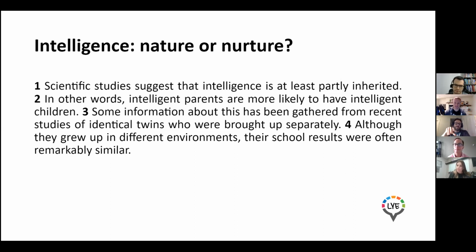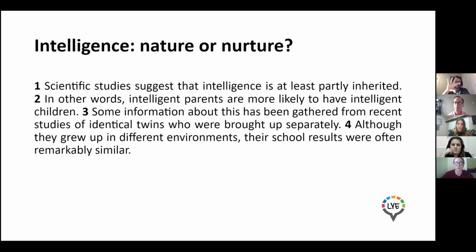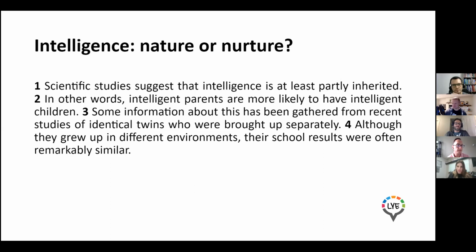Here's a question I would ask students, and I'm going to ask you guys: if you look at sentence number 4, we all know that it's a complex sentence and we can always change the order. But my question to you would be, could we change the order of that sentence without changing the cohesiveness and the coherence of the text? Can we say, their school results were often remarkably similar, although they grew up in different environments? Would that make sense? And I'm going to let Mike take over that one because this is something that he likes.